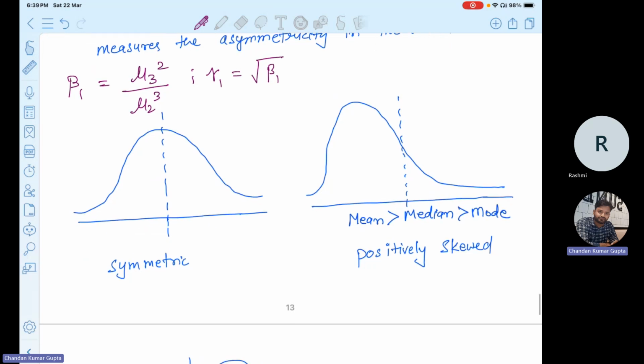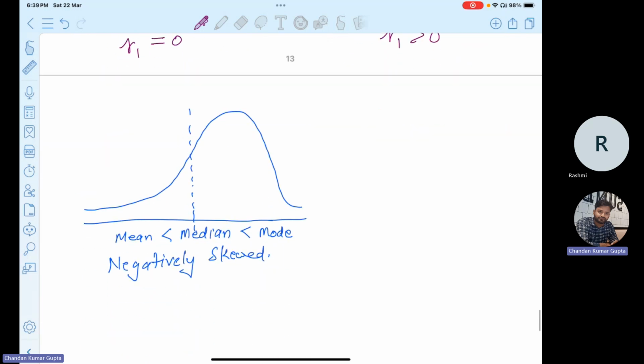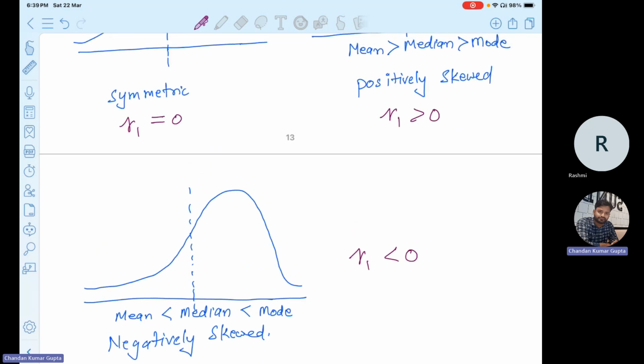So for symmetric data, let me write it here as gamma 1, the gamma 1 is 0. Okay, if gamma 1 is 0, then the data is symmetric in nature. And for positively skewed data, gamma 1 is positive. And for negatively skewed data, gamma 1 is negative. Okay, so this is how we are able to check the presence of asymmetricity in a data set.